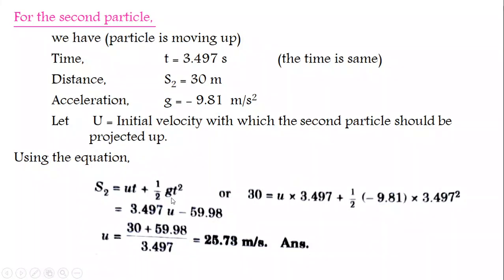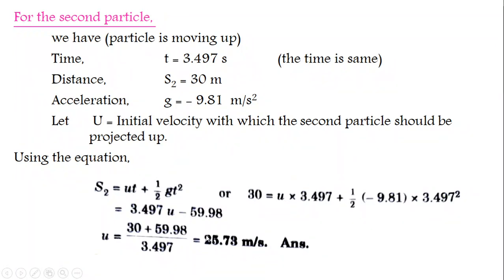And g equals minus 9.81 meters per second squared, and t equals 3.497 seconds. Apply all these values into this formula and solve the equation, and you will get the value of u. u equals 25.73 meters per second.